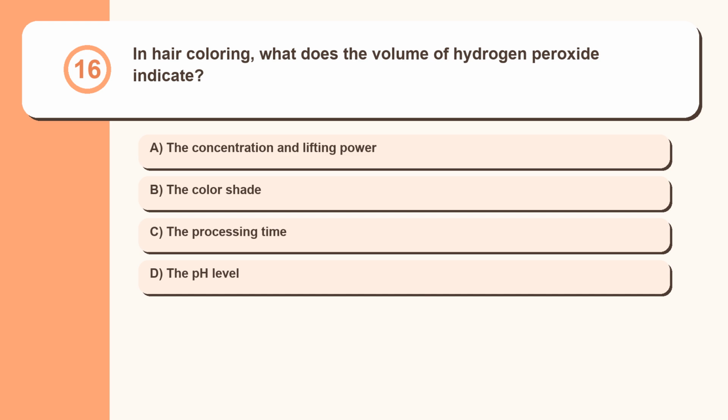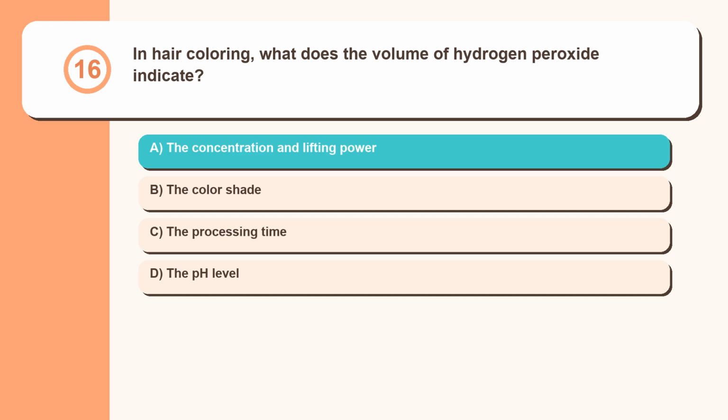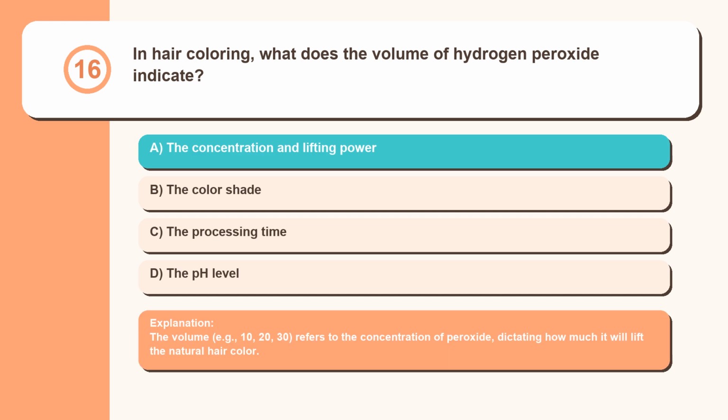Question 16. In hair coloring, what does the volume of hydrogen peroxide indicate? The concentration and lifting power, the color shade, the processing time, the pH level. The volume, for example 10, 20, 30, refers to the concentration of peroxide, dictating how much it will lift the natural hair color.